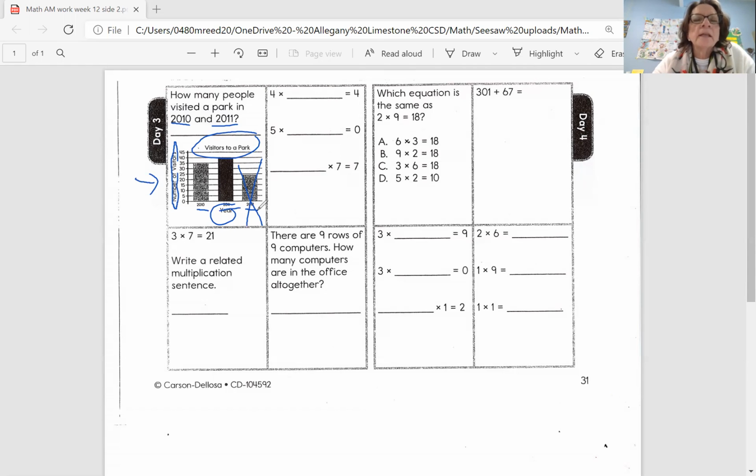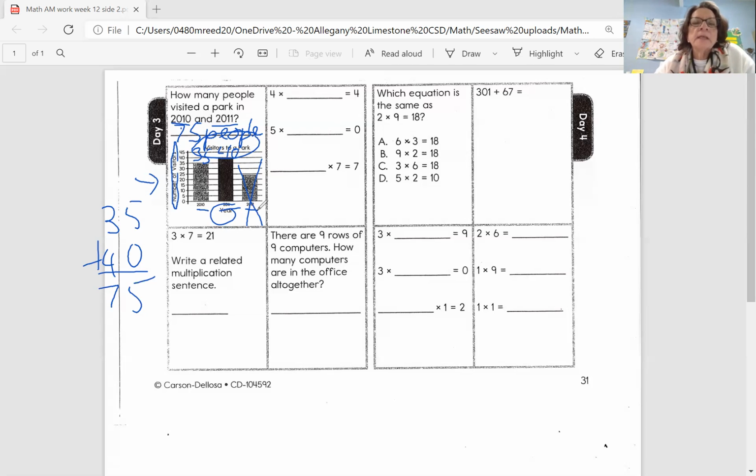And now I'm going to go to 2010 and read that bar. If I trace it over, it's at 35. And then if I go to 2011, I trace that over, that's at 40. And I like to write those numbers right at the top of the bars, so then I don't have to keep rereading it with the scale. So if I have 35 and 40, I can do a number sentence: 35 plus 40 equals 75. So how many people visited a park in 2010 and 2011? It would be 75 people. Little messy to read, but remember, you can show your work anywhere on your blank screen.